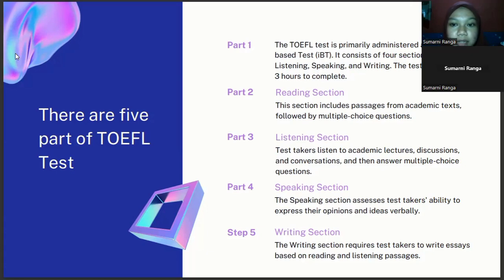And part 3, listening section. Test takers listen to academic lectures, discussions, and conversations, and then answer multiple choice questions. Part 4, speaking section. The speaking section assesses test takers' ability to express their opinions and ideas verbally. And part 5, writing section. The writing section requires test takers to write essays based on reading and listening passages.